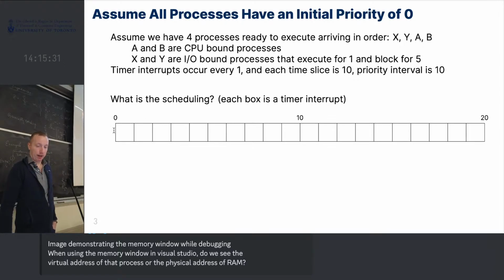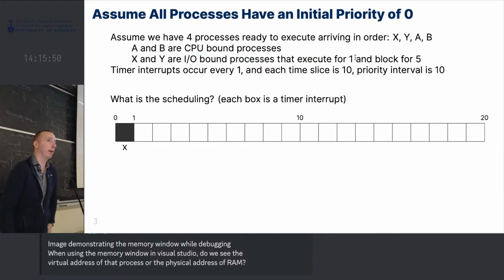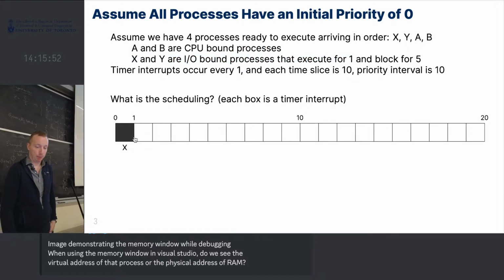So in this schedule, if all the processes have an initial priority of 0, then they're all tied, so they just go in arrival order. So I would schedule X first. It is an I/O bound process, so it only executes for 1 time unit, and then it's blocked for 5. So it won't be available again until time equals 6.